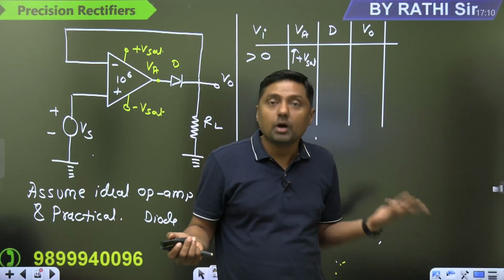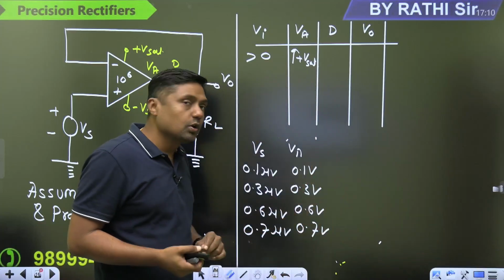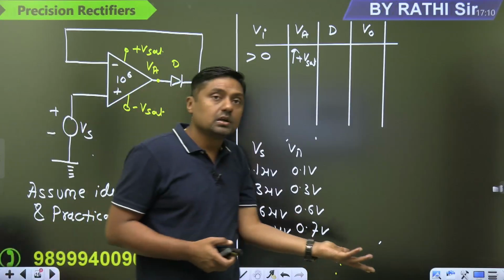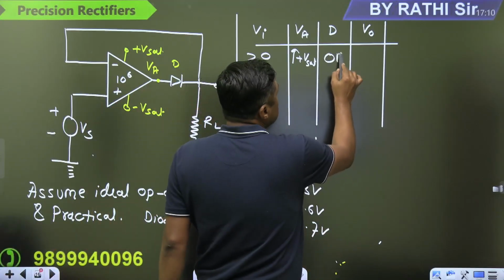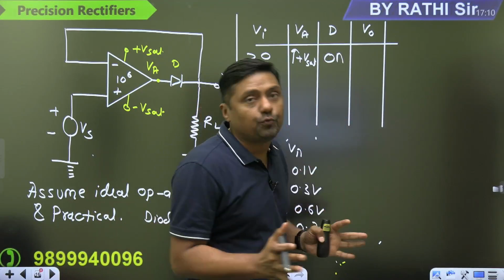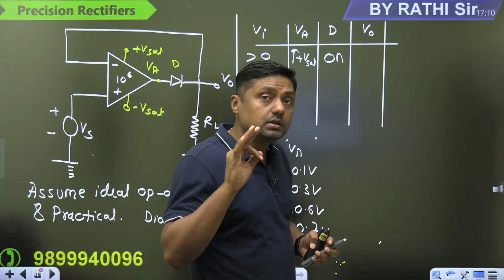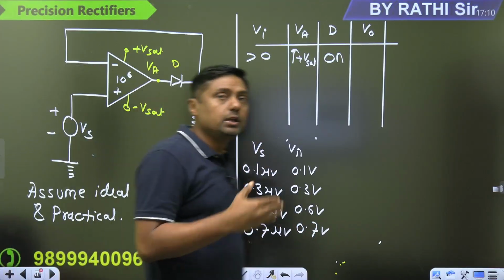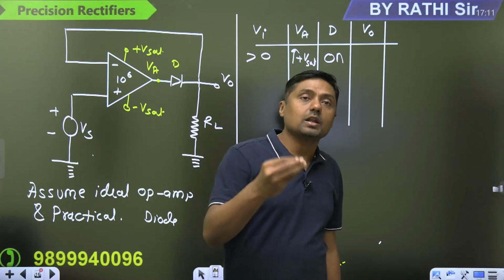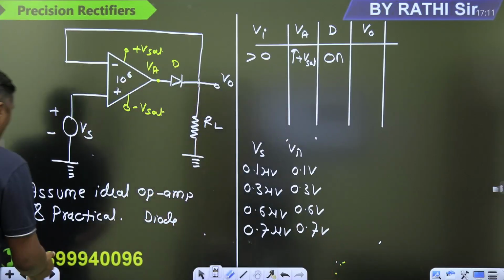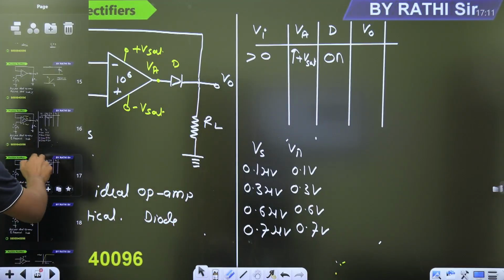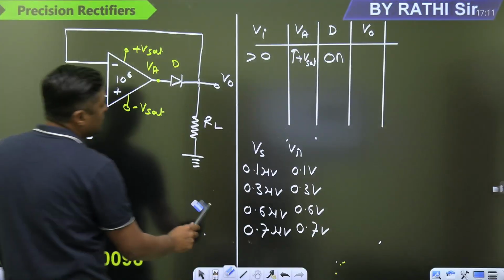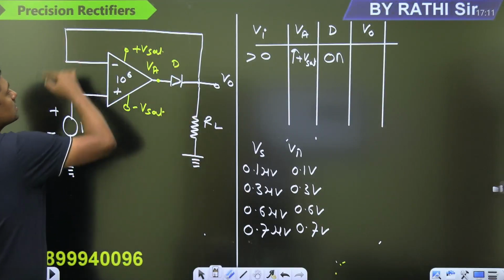The loop is open. But when it reaches what? 0.7 volt, then the diode gets sufficient voltage and the diode will conduct. Once the diode is on, there is negative feedback and it will avoid saturation. Which saturation? Positive saturation. The diode will avoid positive saturation of the operational amplifier. Once the diode is on, guys, now there is negative feedback. Watch this table. Now the loop is closed.